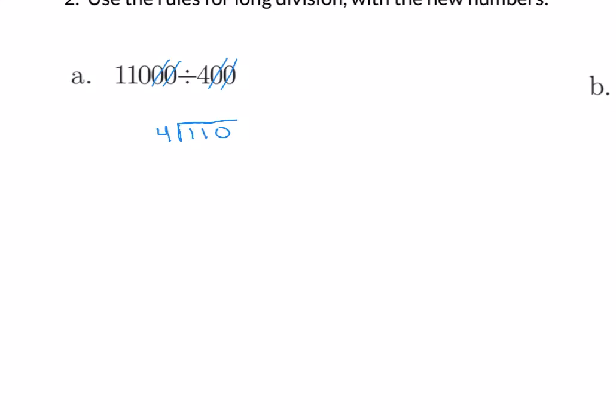4 goes into 11 2 times. 2 times 4 is 8. Subtract, we get 3. We bring down our 0. 4 goes into 30 7 times. 7 times 4 is 28. Subtract, we get 2. So our final answer is 27 with a remainder of 2.